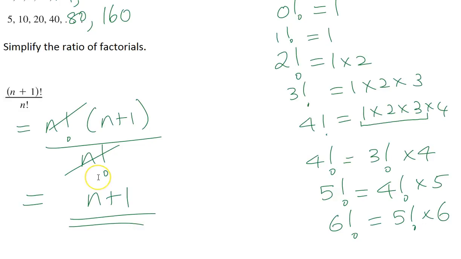Okay guys, now look, why is that? 4 factorial is 3 factorial times 4. 5 factorial is 4 factorial times 5. 6 factorial is 5 factorial times 6. So n plus 1 factorial is n factorial times n plus 1. Okay?